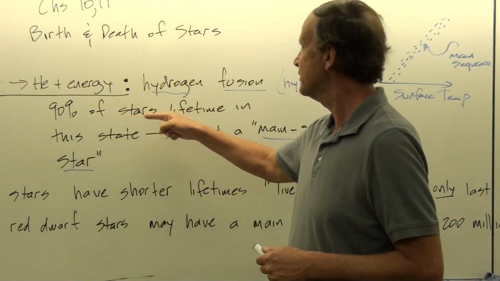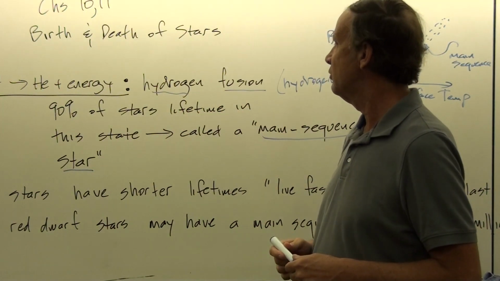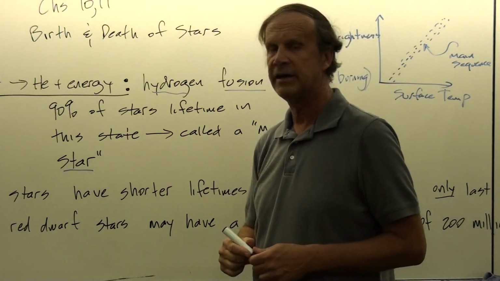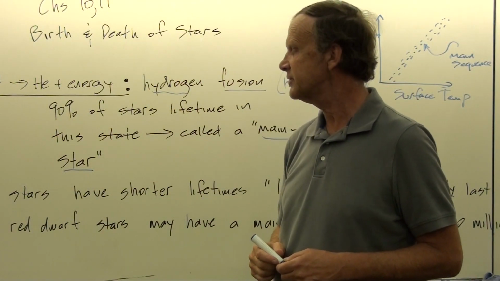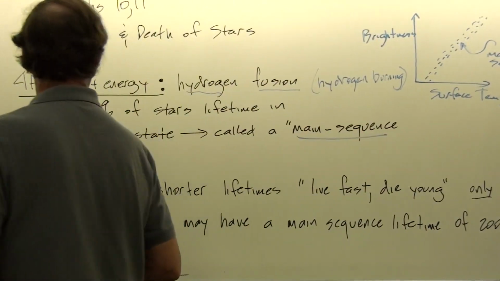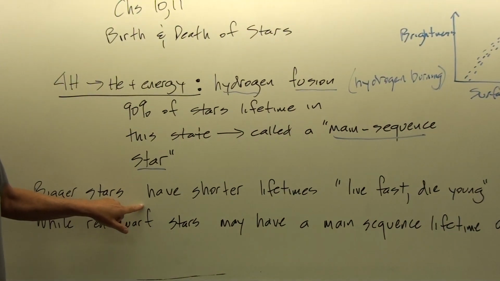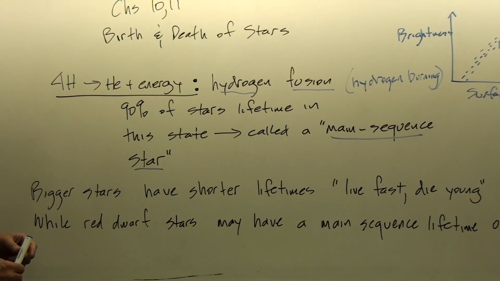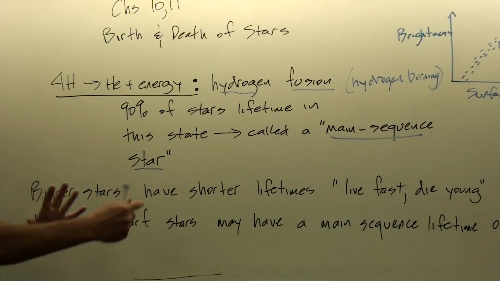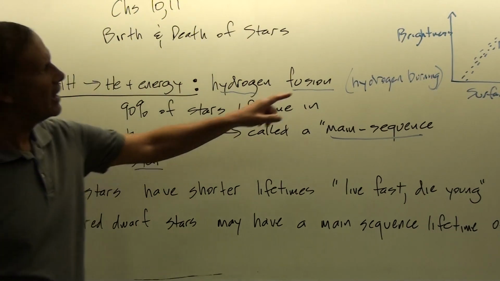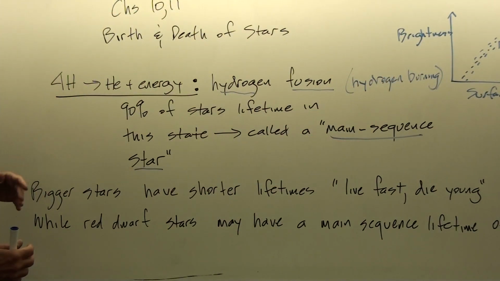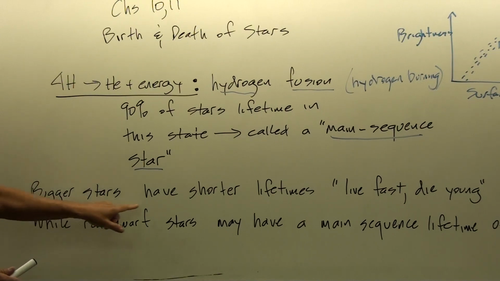So about 90% of the star's lifetime will be in this main sequence state where it's converting hydrogen to helium. Now, of course, and this is something we talked about last time, bigger stars have shorter lifetimes because their luminosity versus surface temperature is expanded. In a logarithmic plot we see this linear relationship, but the brightness increases significantly for a really big star.